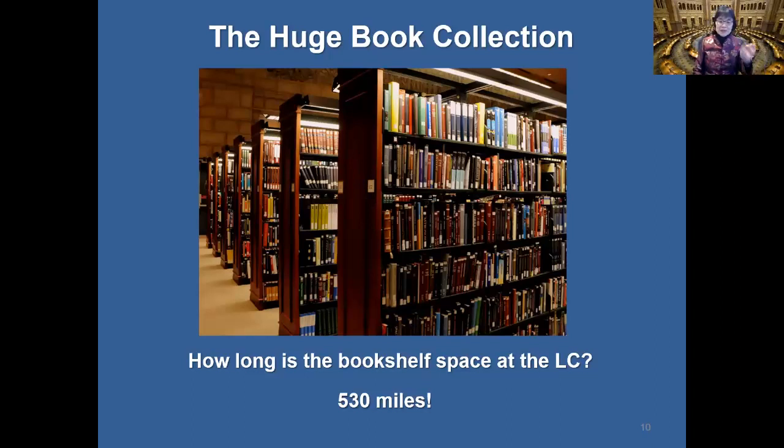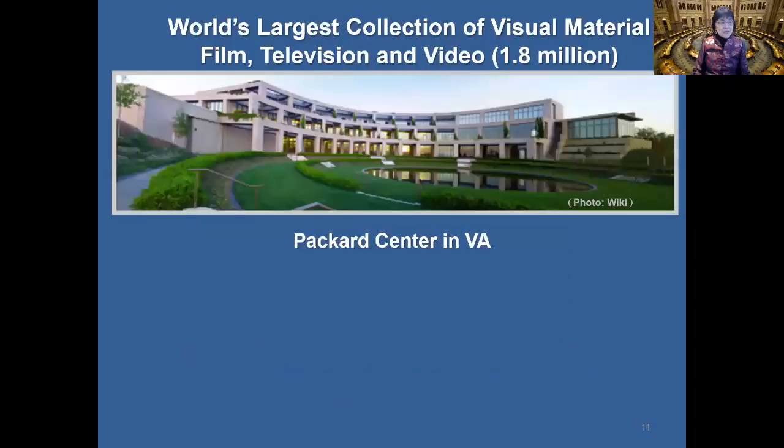In addition to those 3 buildings, they have another big building in Maryland to store books. And then they have another one to store all those films and videos. Talking about video, we call it visual material. For film, television, and now probably YouTube videos, whatever, they all go to this place called Picard Center in Virginia. You can tell it's a gigantic place there.